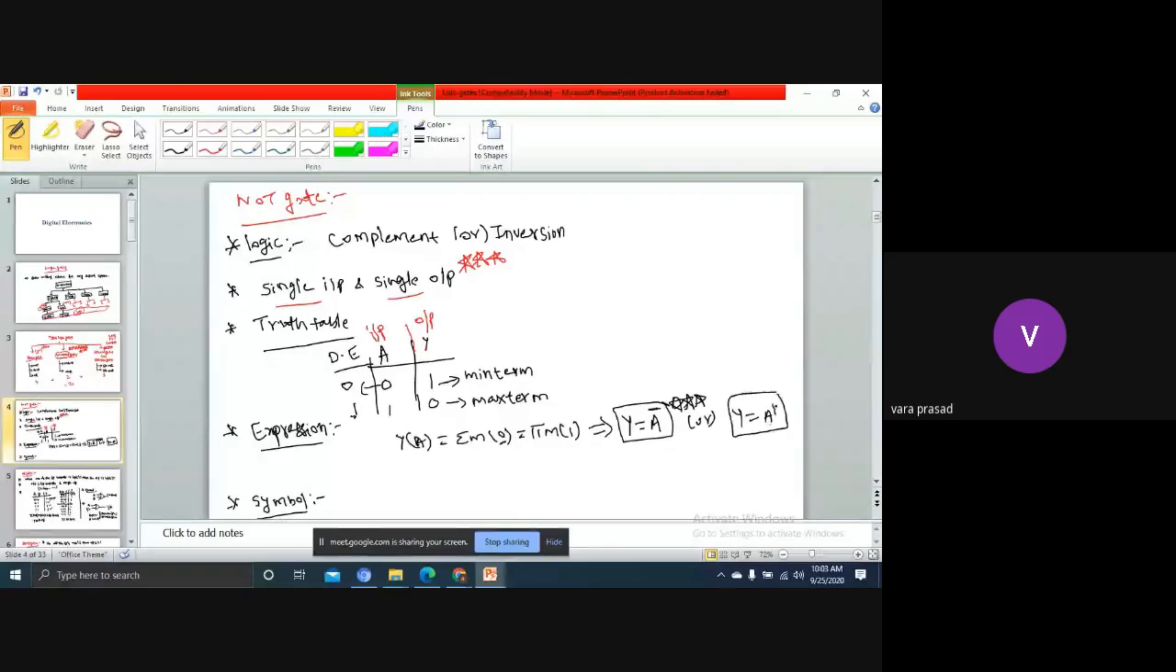Now the symbol, I'm going to write. Here it is a bubble. This is the input A, Y is equal to A bar. Please keep in mind, this bubble can invert. The bubble means complement. Sometimes you can get it in this way. This we can call as a buffer.